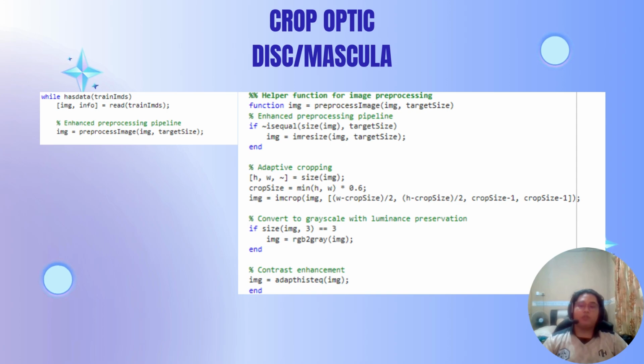Next, we check if the picture is not in grayscale yet, we convert the image into grayscale. And lastly, a simple contrast enhancement using adapthisteq. That's all for this code.